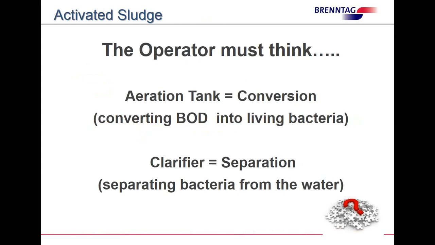Now here's how you got to think about this. The aeration tank is used for conversion. We're going to try to get the BOD converted into living bacteria or activated sludge. Then we're going to take the clarifier and we're going to separate the bugs from the water, the bacteria from the water, and then we're going to let the clear water on top discharge. So in all essence, if you just think the aeration tank converts and the clarifier separates, that's all in the world we're doing.